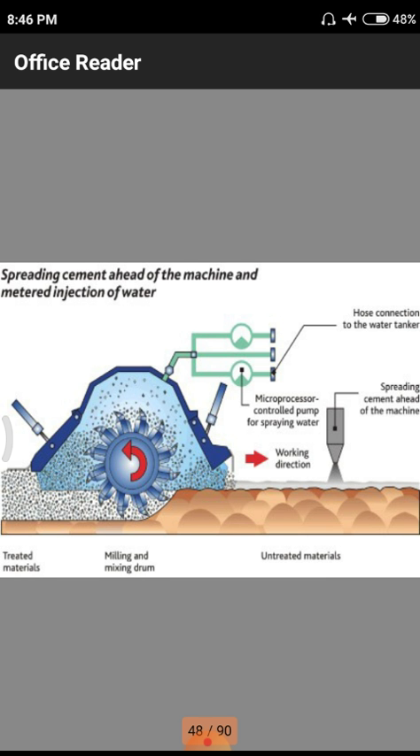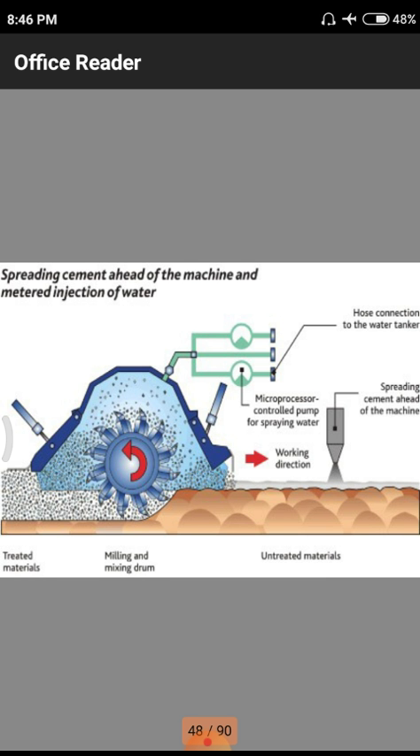Okay, this is the total process we have to observe. First of all, we are using different techniques. We have a hose connection to the water tanker. That means we have to give some quantity of water and we need to fix those. After that, a microprocessor controlled pump for spraying water and spreading cement ahead of the machine in the working direction.